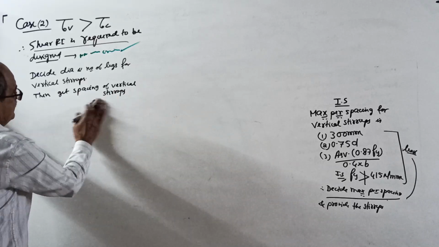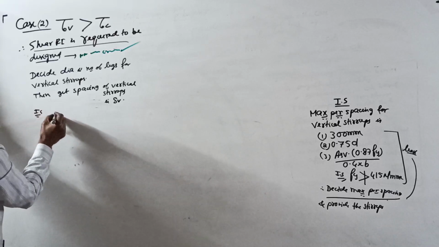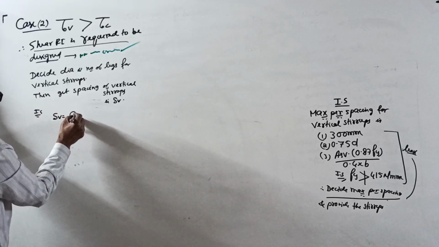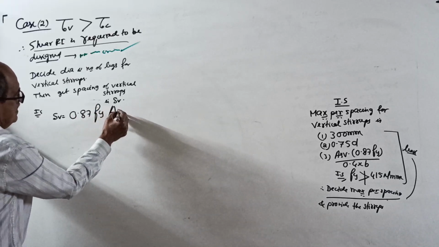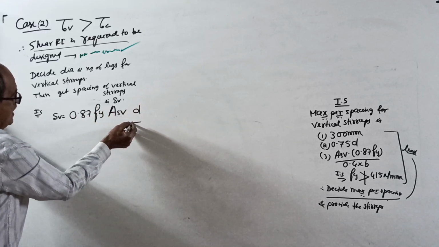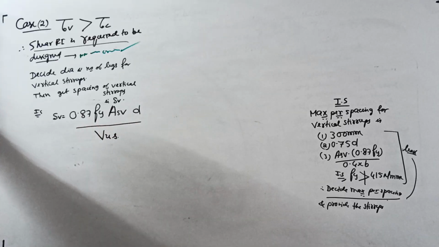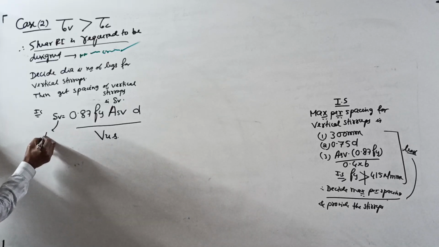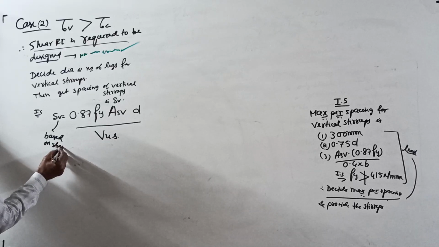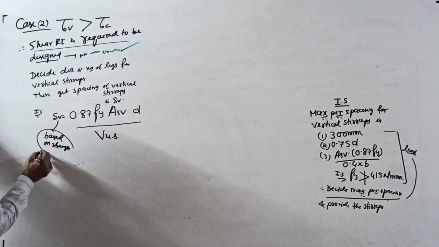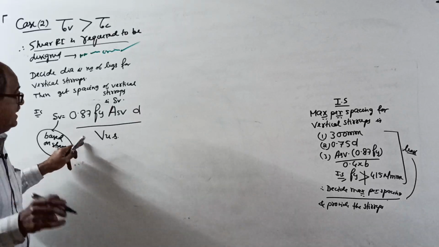Remember, that is called SV. As per IS code, the derived formula: SV equal to 0.87 Fy into ASV into D divided by VUS. This you all know. Now remember, this is based on strength. This I am telling repeatedly: whatever spacing you get, you cannot give more. Now, a little more I will explain, one by one.